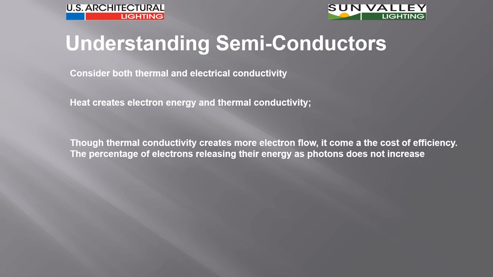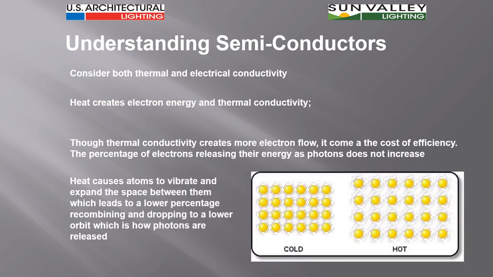Well, the thermal conductivity will create more electron flow, and if you heat up a piece of metal, you can get it red hot and white hot, but it's a very, very inefficient way of doing that, because the percentage of electrons releasing their energy as photons doesn't increase, but drops rapidly. The reason for this is that when you heat up atoms, they vibrate. That's where the heat comes from, the friction between them vibrating together, and they expand and separate from each other. As a result, you have a greater distance for the electrons to flow. The electrons don't necessarily combine properly with the neighboring atoms, and so you don't have good photon production in this scenario.